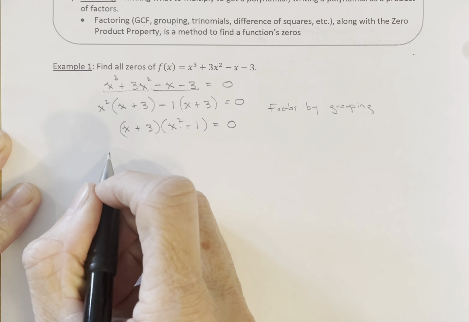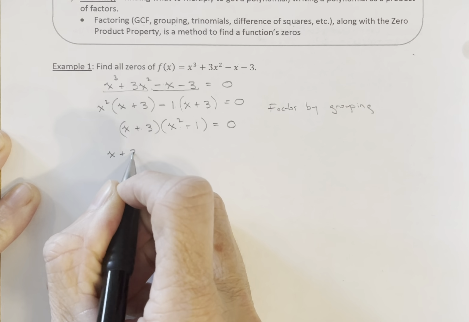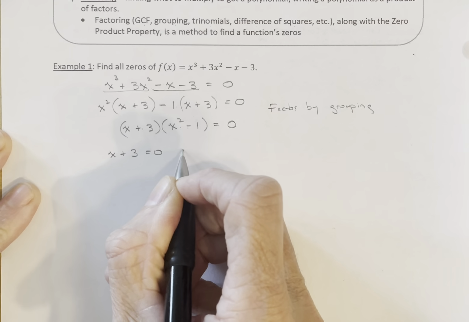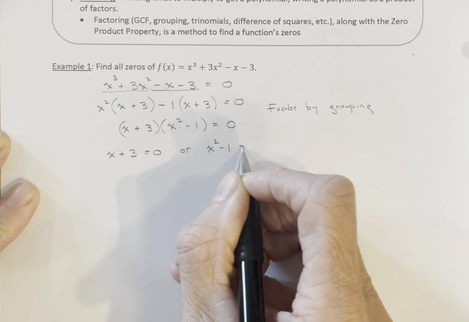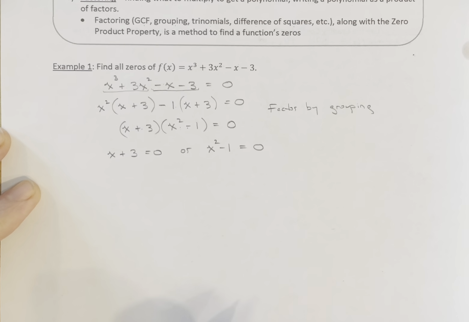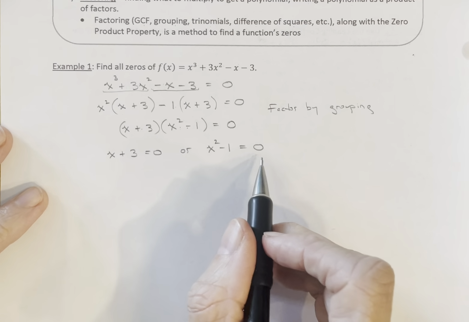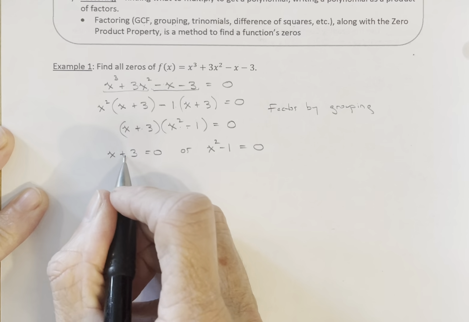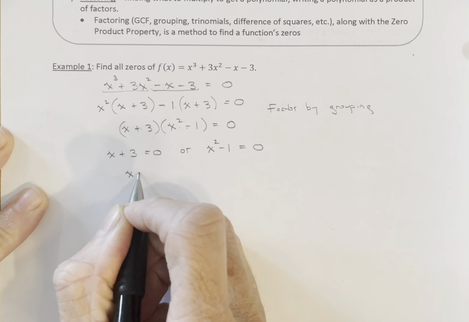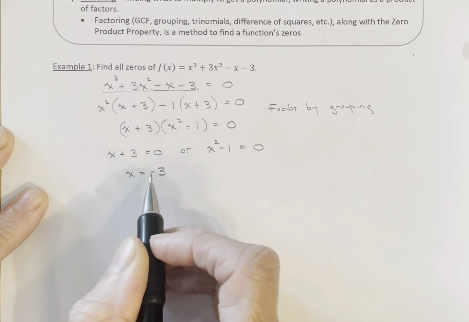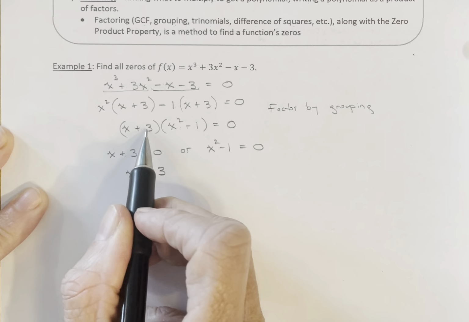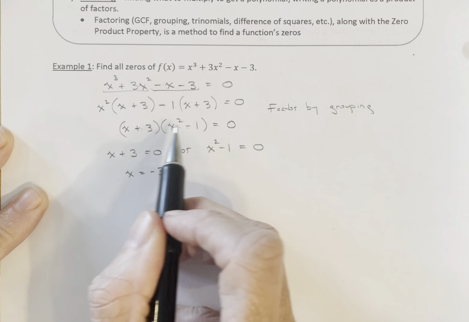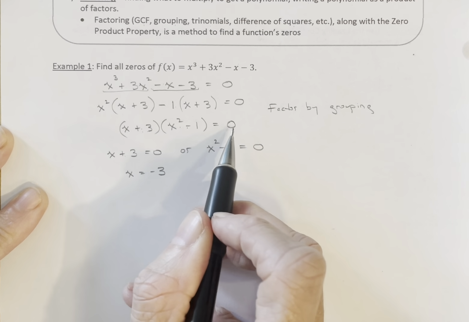So this tells us that x plus 3 is equal to 0 or x squared minus 1 is equal to 0. And we can solve these two. Subtract 3 from both sides, and this tells us that when x equals negative 3, that's a zero. Negative 3 into here gives me a 0. Doesn't matter what this is. 0 times whatever is 0.